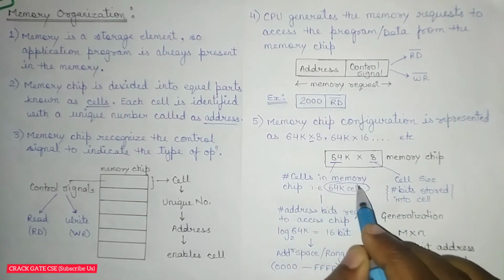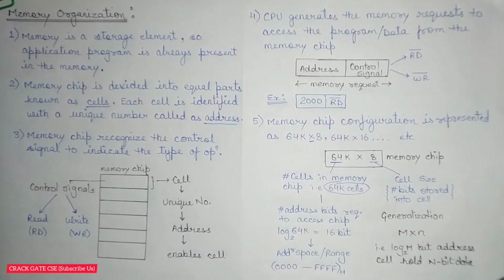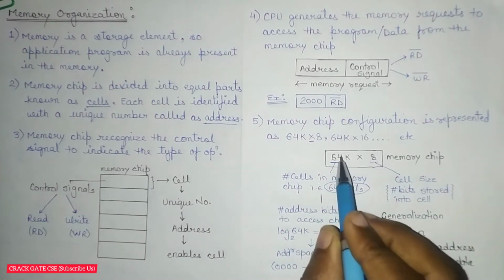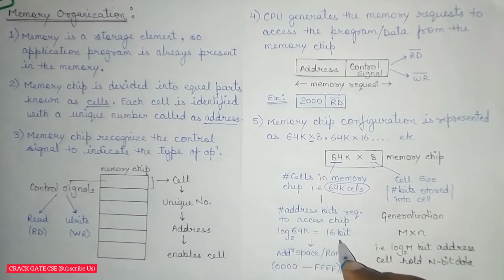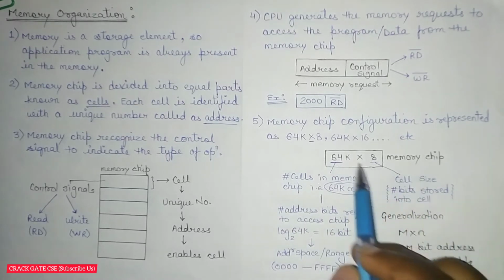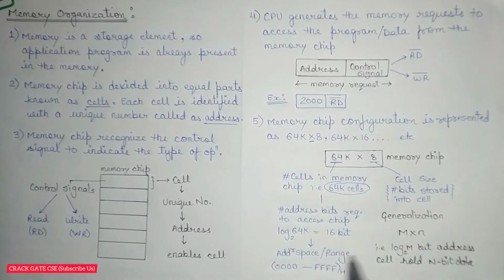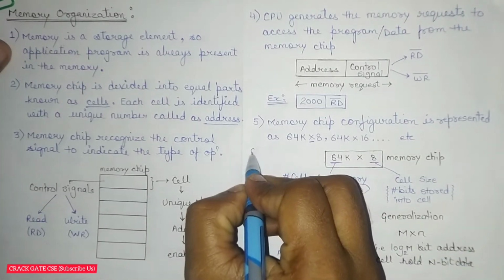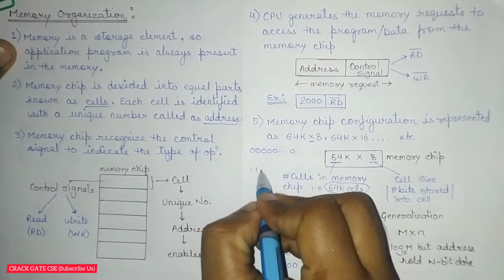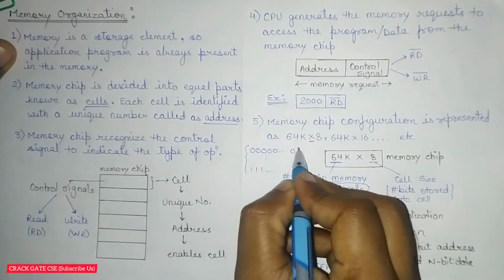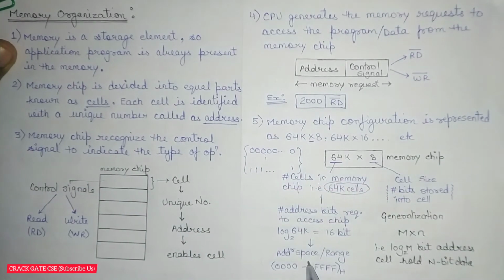Now using these 64K cells we can find out how many address bits are required to access a chip. Just take log of this value with base 2. So log 64K base 2 is equal to 16. That means 16 bits are required to represent the address of this memory chip configuration. So we write from 16 zeros up to 16 ones. This is the range, known as the address space. The address space in hexadecimal format is 0000 to FFFF.